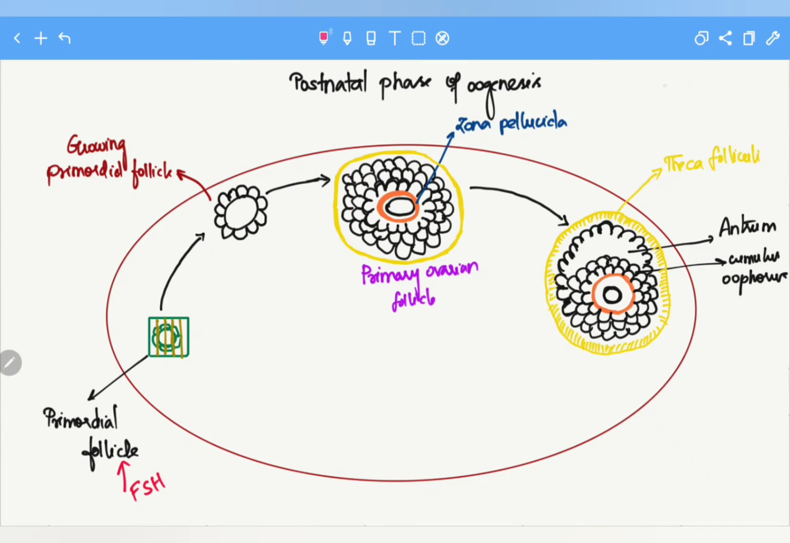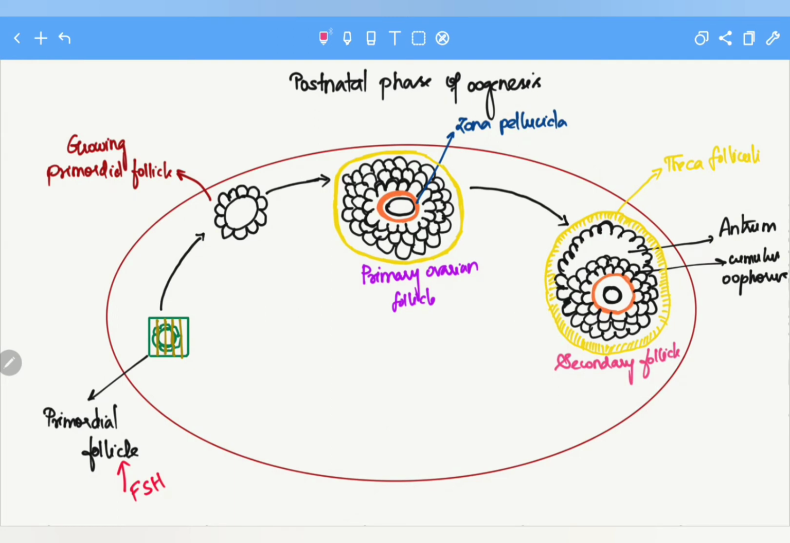What must be the name of the follicle with the primary oocyte surrounded by the zona pellucida, and the zona pellucida again surrounded by the cumulus oophorus, with the fluid filled cavity called antrum, and the whole follicle surrounded by a specialized connective tissue called theca folliculi? What must be the name? This is called the secondary follicle. And do not forget that the secondary follicle still contains the primary oocyte.